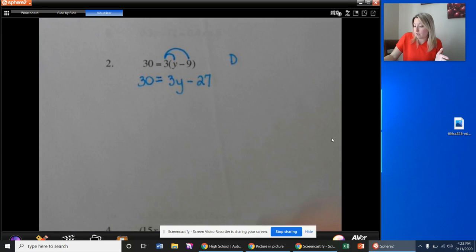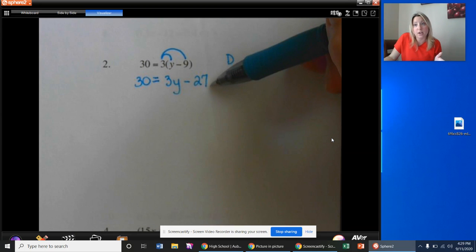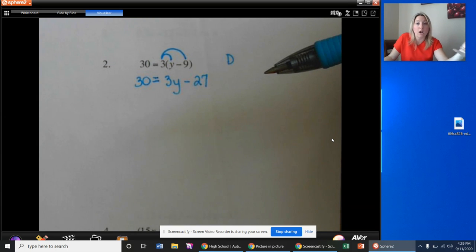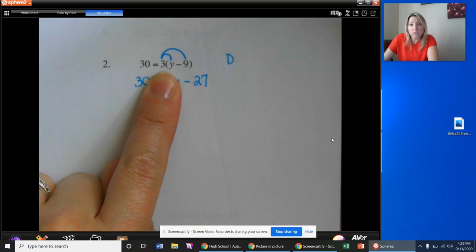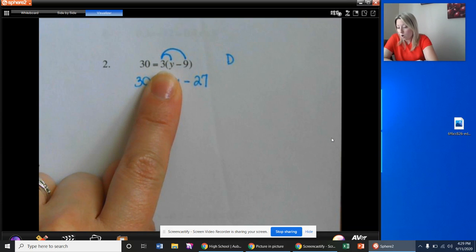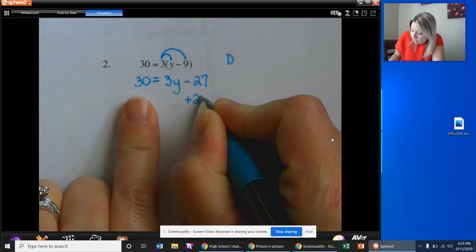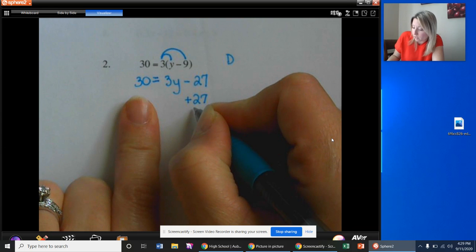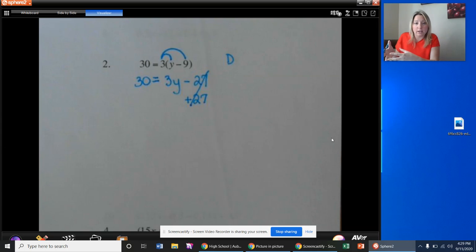Now I look, I've got this 30 on one side of the equal sign. I've got this negative 27 on the other side of the equal sign. They're both whole numbers. So let's get those together on one side of the equal sign. Let's get this 3y alone, right? So let's think what we were doing before. What's the opposite of negative 27? It's positive 27. That means if I add these two things up, negative 27 plus 27 is 0. So that's why I chose 27 to add to both sides.